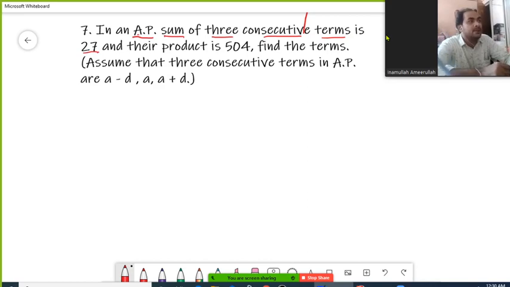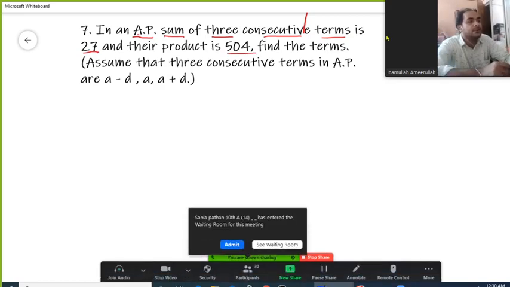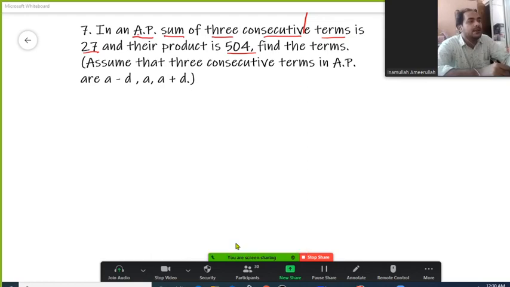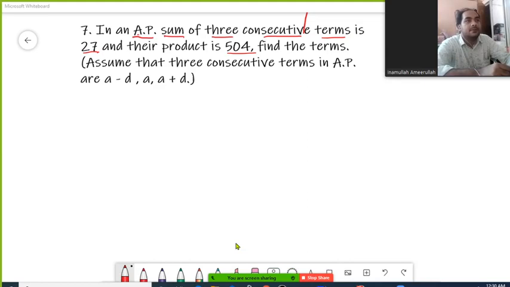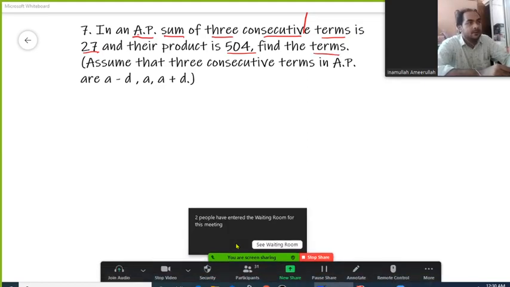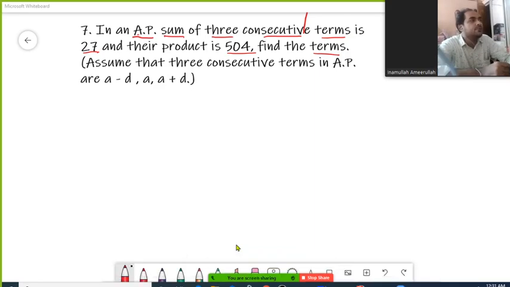And then the product is 504. Means when you multiply those three numbers, it should be 504. Find the numbers and find the terms. So this is all about your question. Here some information is provided.